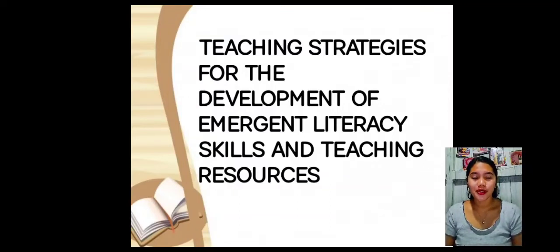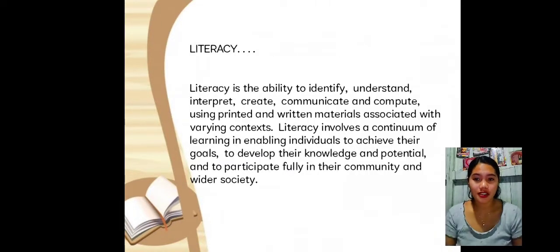Good afternoon. So today my topic is all about teaching strategies for the development of emergent literacy skills and teaching resources. First, let us define what is literacy.